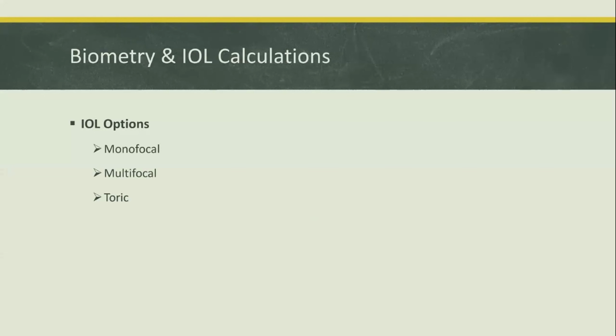Multifocal IOL provides vision for 3 zones: intermediate, near, and distance. And in multifocal, there is less dependency on spectacles. Toric IOL corrects the corneal astigmatism, improves visual quality, and reduces the need for glasses.